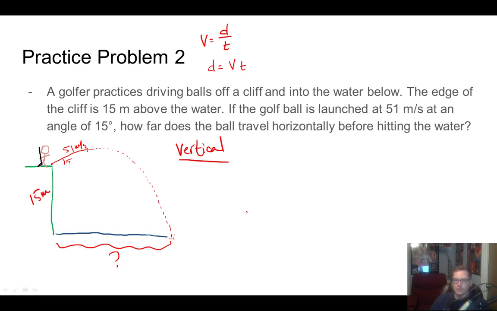So what can we do here? Now we need to know time in the air. That's really what we're going to be trying to get to for the vertical factor. All right? But we need to think about this real quick.